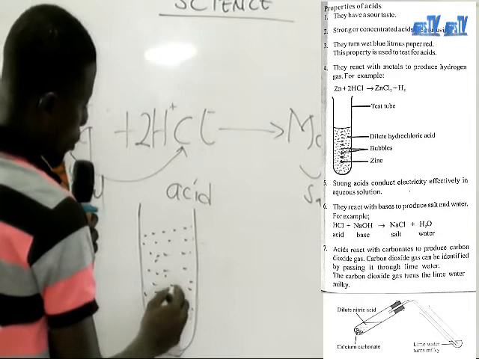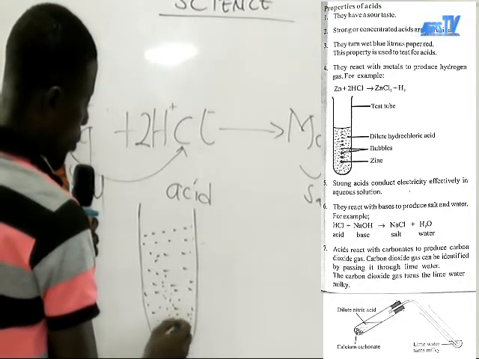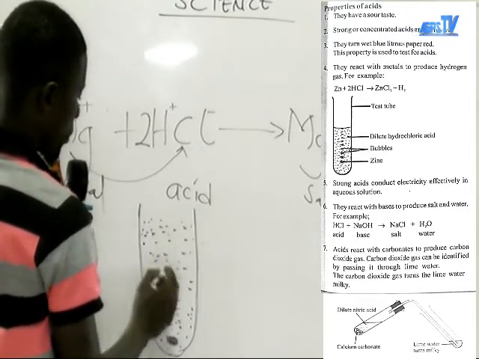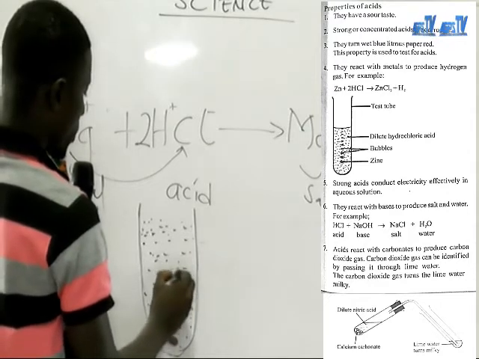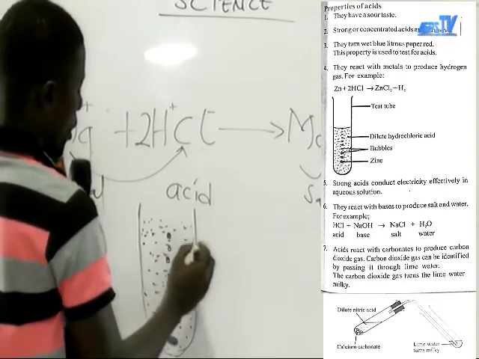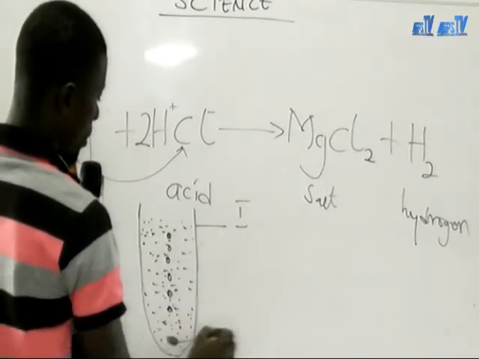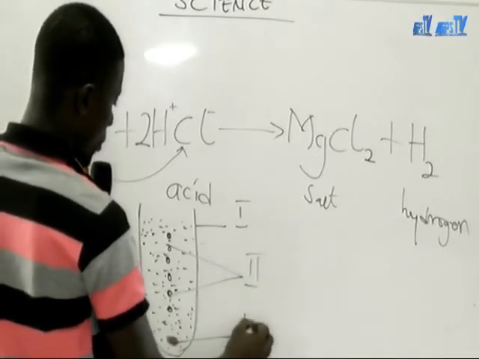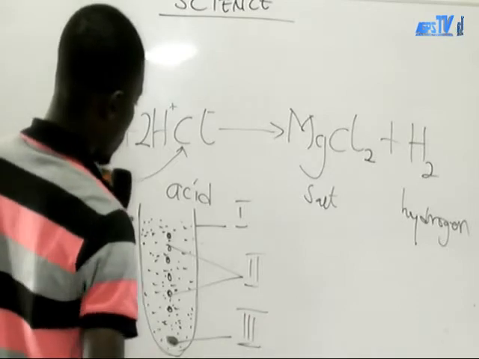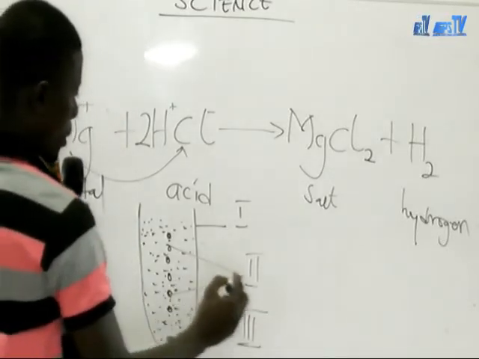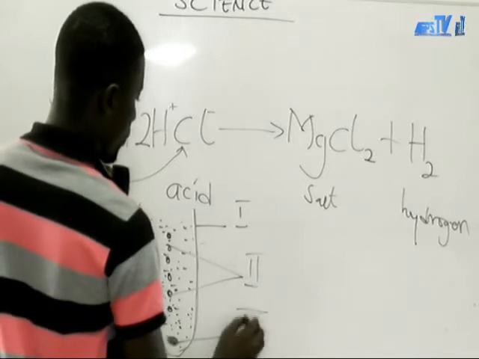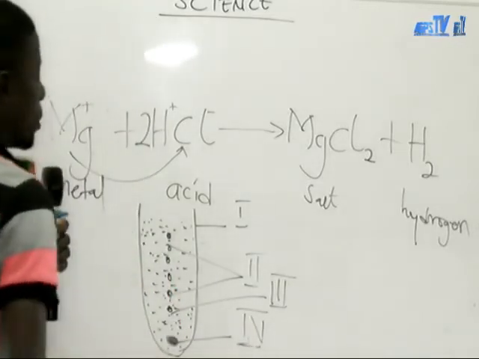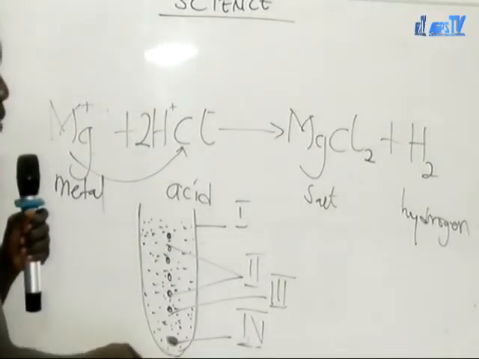On your screen, you can see the diagram, but in exams, they will not give you that diagram. They will just draw something like this. I want you to pay attention. We have bubbles, something like this. In here, you can be told to label the parts. They can draw it for you like this, and you can be told to label the parts.